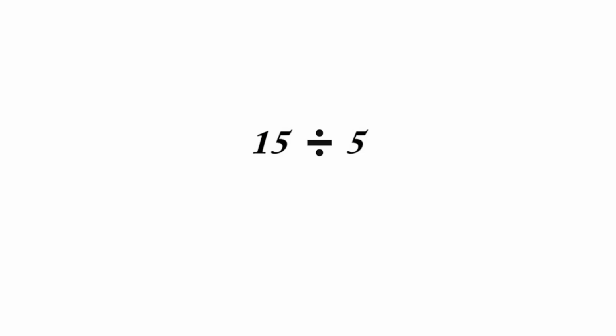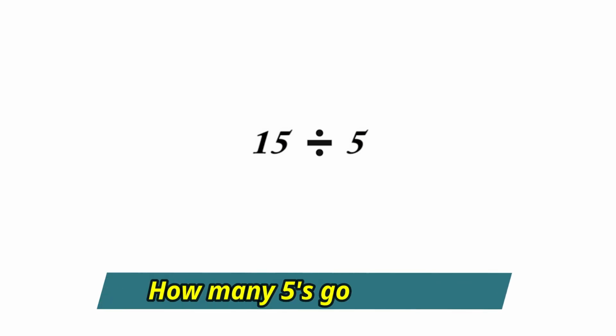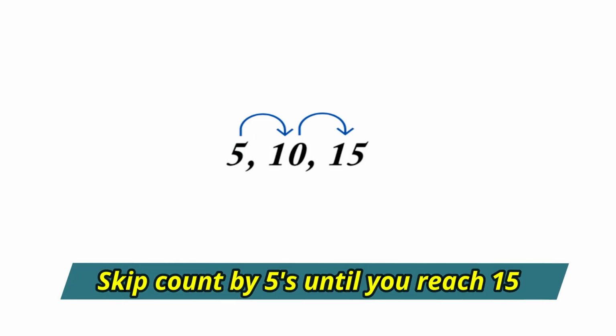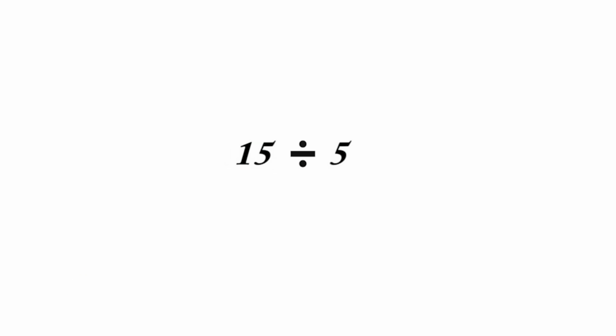Another way we can solve division problems is by skip counting. We can skip count by the smaller number until we get to the bigger one. We can look at this division problem and think to ourselves, how many 5s go into 15? Let's find out. 5, 10, 15. It took 3 5s to get to 15, so 15 divided by 5 equals 3.